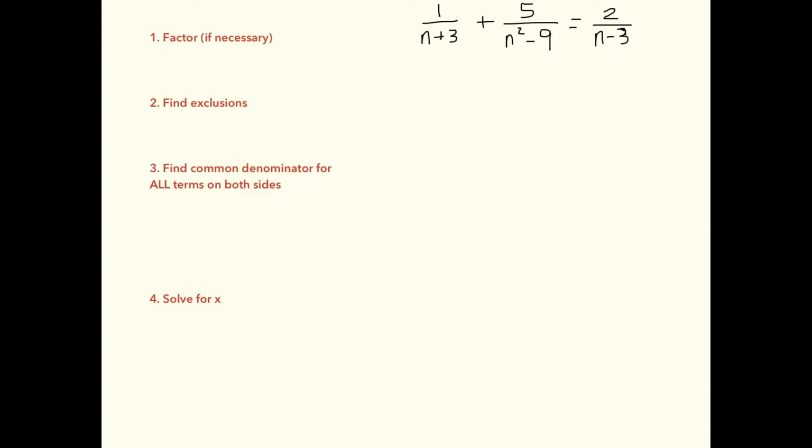So following along with your notes, we're still working with rationals and we usually want to factor. You can see there's nothing to factor here or here, but we do want to factor this binomial. So we can factor that to n plus 3 and n minus 3.